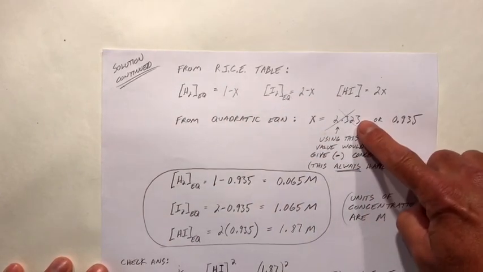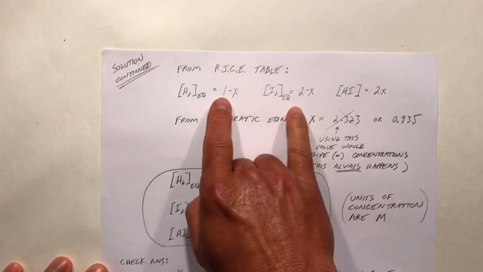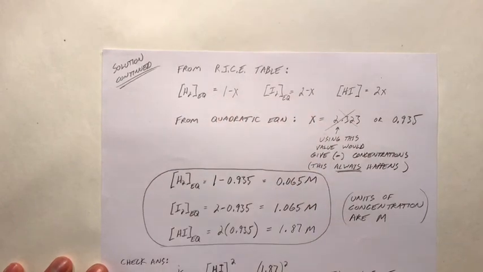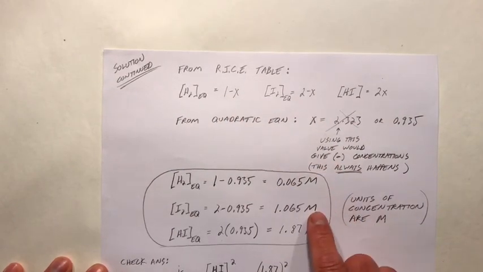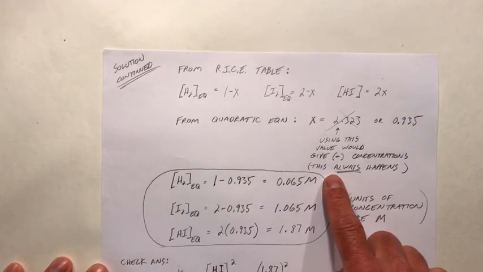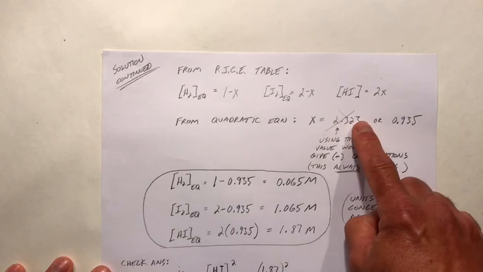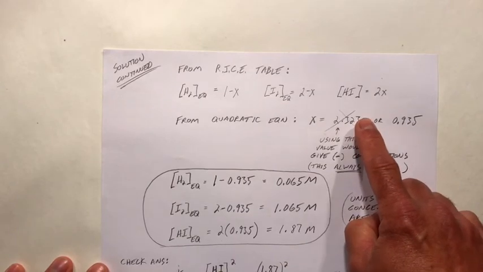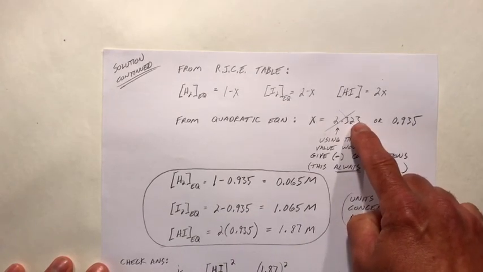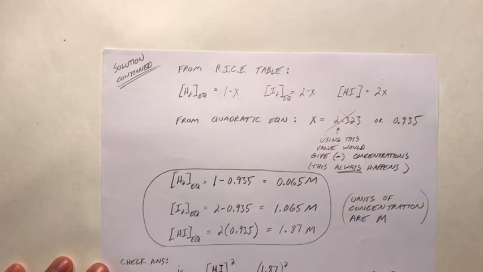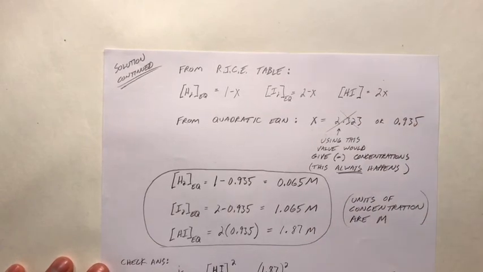So using this number for x and solving for the equilibrium concentration of these two chemicals would give us a negative value, a negative concentration, and you can't have a negative concentration. Now it's always going to happen that way, that one of these values would be meaningless. So we can cancel this value out and say x cannot be equal to that. So we use the other value for x.